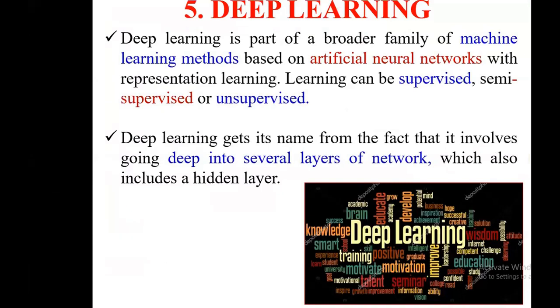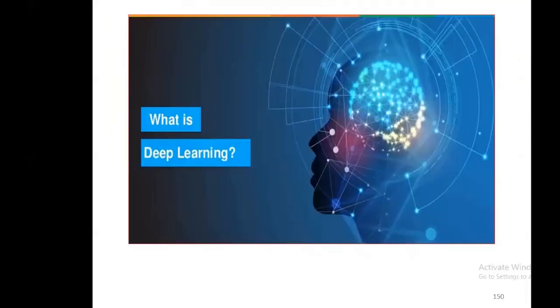My dear friends, see now, deep learning, next concept, the last concept is deep learning. What is meant by deep learning? Learning from the actionable data with the deep observation. N number of hidden layers and input layers we are using. Deep learning gets named from the fact that it involves going deep into several layers of a network, which also includes hidden layers. It is a sub branch of machine learning. Machine learning is a sub branch of artificial intelligence. Okay, I think everybody knows what is deep learning. Learning from the observational data, learning from the actionable data in a deep manner.